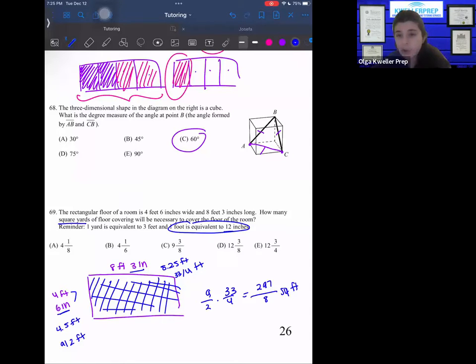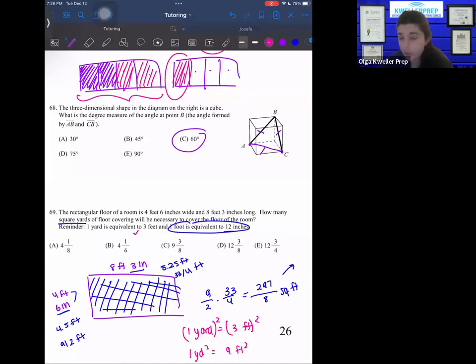Now I have to think, well, how do we now convert this into yards? So now we have to think about conversion, right? So we know that 1 yard is 3 feet, right? That's given, they're telling us. But be careful because now we're dealing with square feet. So we have to square both sides. So 1 square yard is actually 9 square feet.